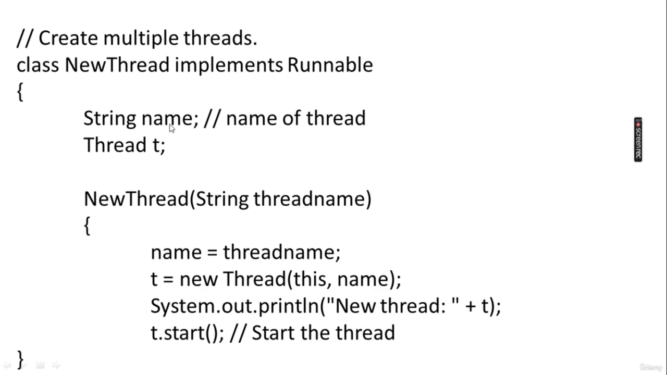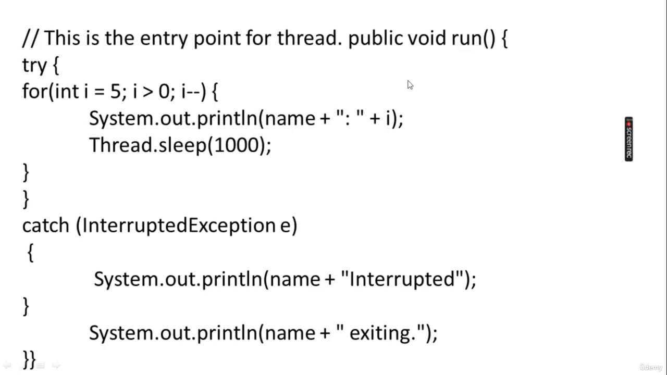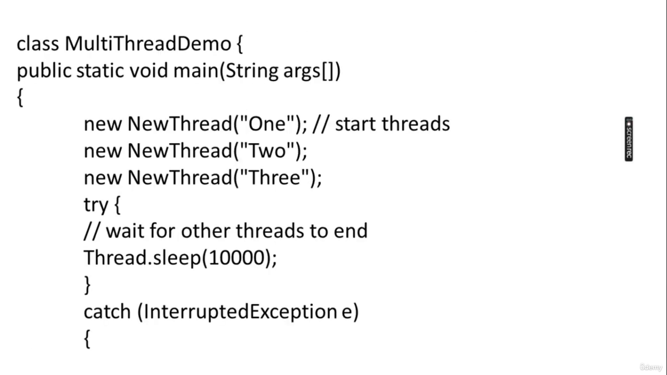There is one string called name, and a Thread t. Then name is initialized to this parameterized constructor's thread name. Then a new thread is created and then this thread is started. Now the run method is implemented here to run 5 times, with a gap of 1 second, 1000 milliseconds each. This name will be printed and InterruptedException is also handled.